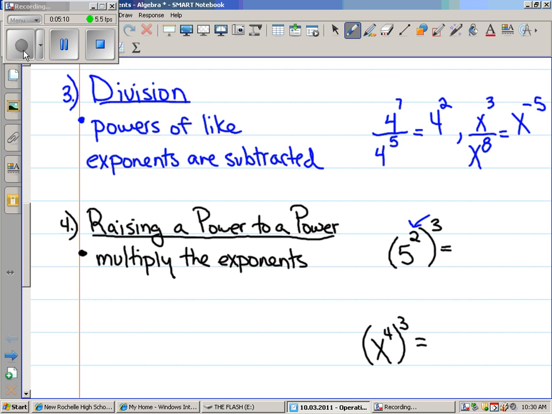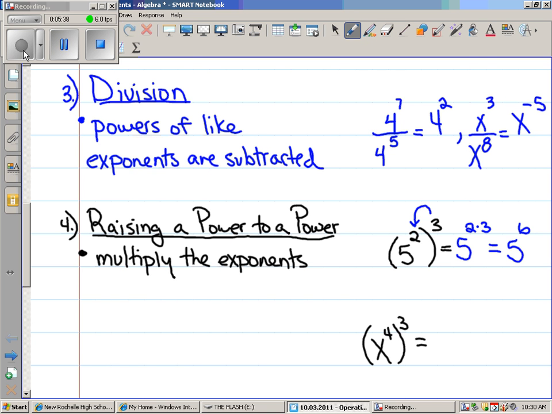Make it rain, I mean, the 3 drops down, like dropping a free throw. It drops down inside and multiplies all the numbers. That's a bad arrow. Yeah, exactly. It is 5 to the 2 times 3, and that's the same thing as 5 to the 6th.